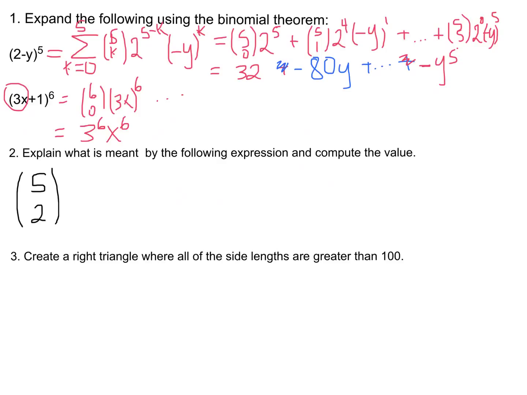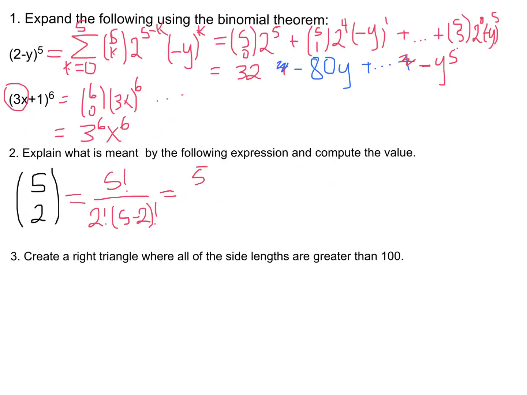For number 2 here, remember this is 5 choose 2. So that would be finding the number of ways that you can pick 2 things from a group of 5. Okay, and so if you were to compute this, it would be 5 factorial divided by 2 factorial times (5 minus 2) factorial. And you can put that in your calculator.